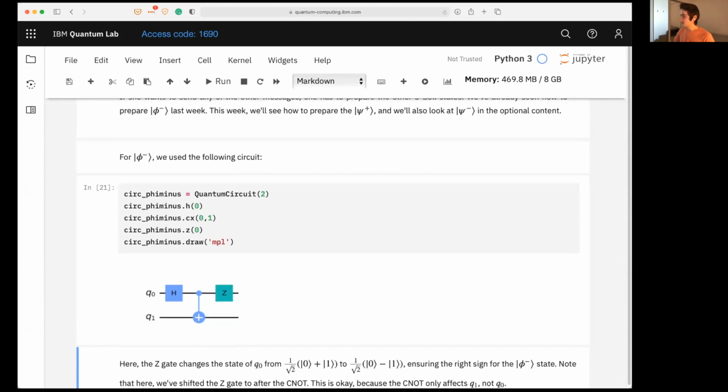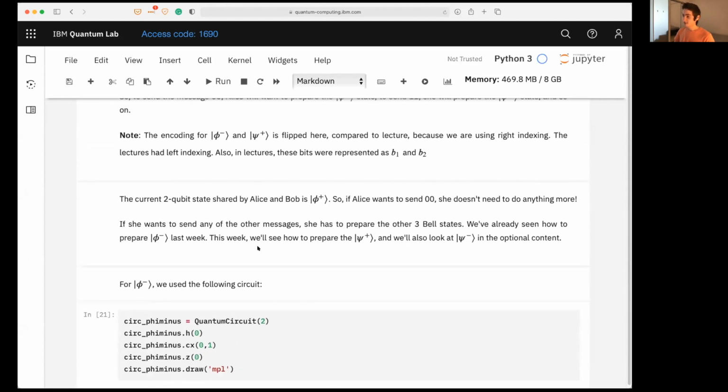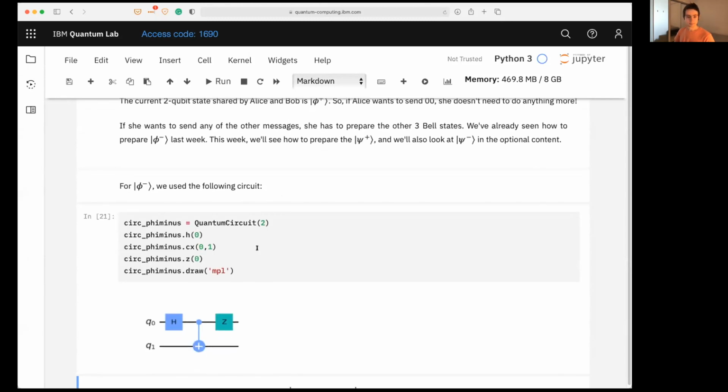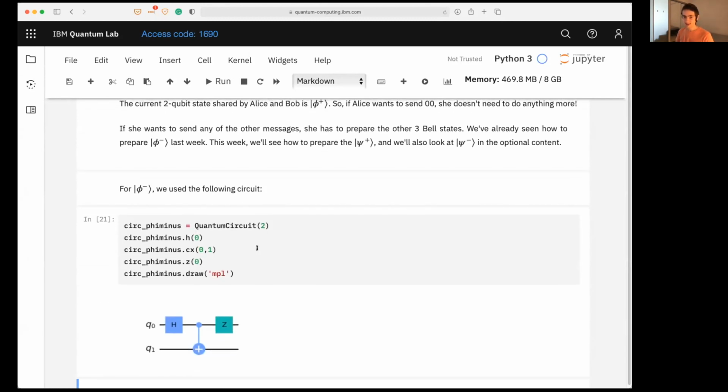Somebody said, can you clarify which bit is shared or entangled in the Bell states? So in the Bell states, we have a 2-qubit system, right? Because the Bell states are written in terms of these basis elements that have 2 bits, 00, 11, 01, 10. So the whole Bell state is 2 qubits, and it's those 2 qubits that are entangled. I'm not 100% sure if that's what you're asking here, but hopefully that clarifies.